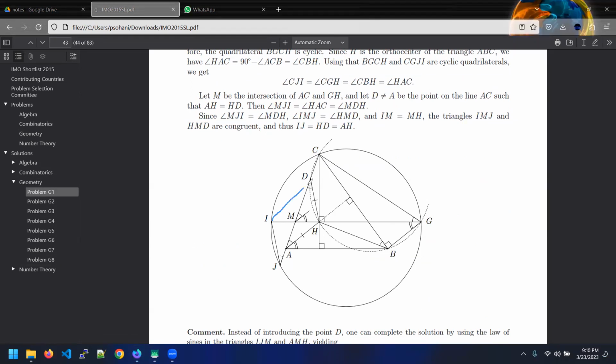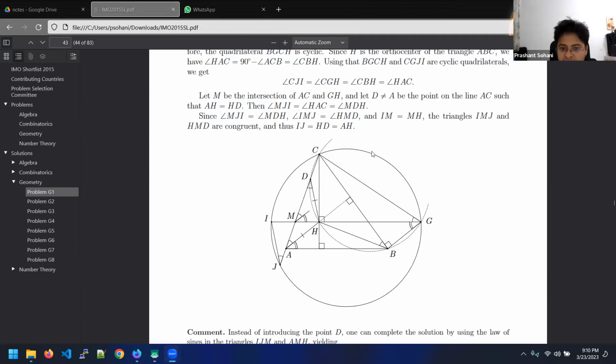Then by angle chasing, simply CH is perpendicular to AB and AB is parallel to GH. So CH is perpendicular to GH, and triangle CHBG is cyclic. Then by simple cyclic quadrilateral angle chasing, I showed that angle IJK will be equal to angle IKJ, so IK is equal to IJ, and IK is equal to AH, so IJ is equal to AH.